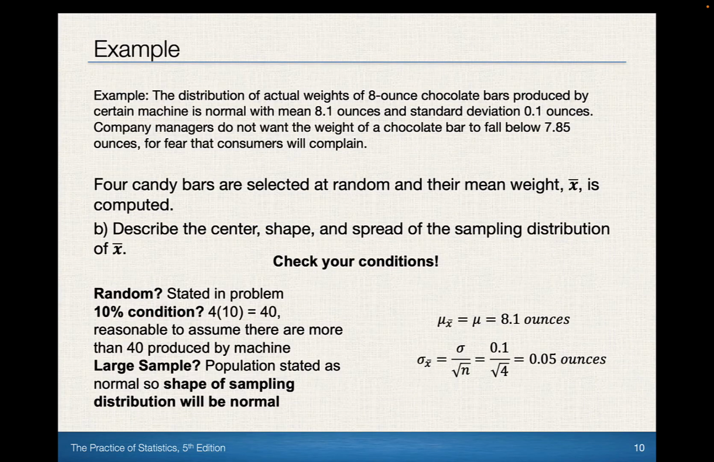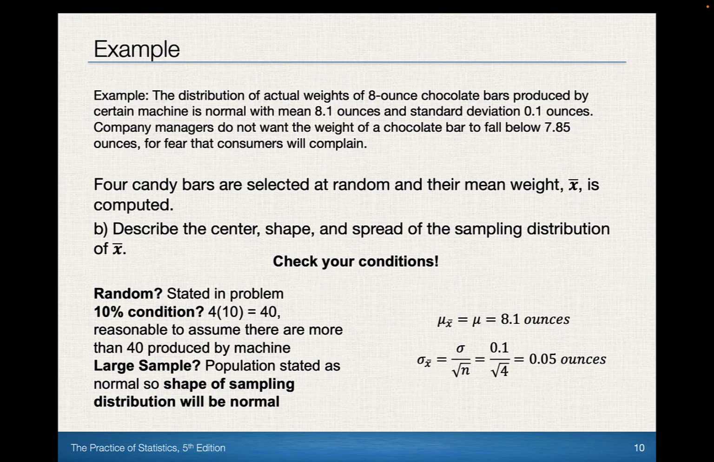B, on the other hand, is a slightly different question because now, instead of dealing with the population distribution, you can see that they've now invoked this sample size. They're saying, okay, 4 candy bars are selected at random and their mean weight x bar is computed. Describe the center, shape, and spread of the sampling distribution of x bar. So it's right in your face telling you that you have to talk about the sampling distribution. And as soon as they tell you to do that, you have to focus on the conditions first.